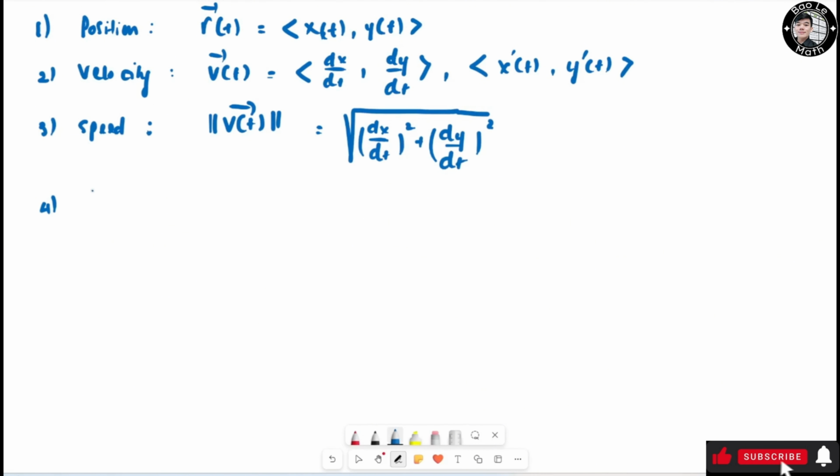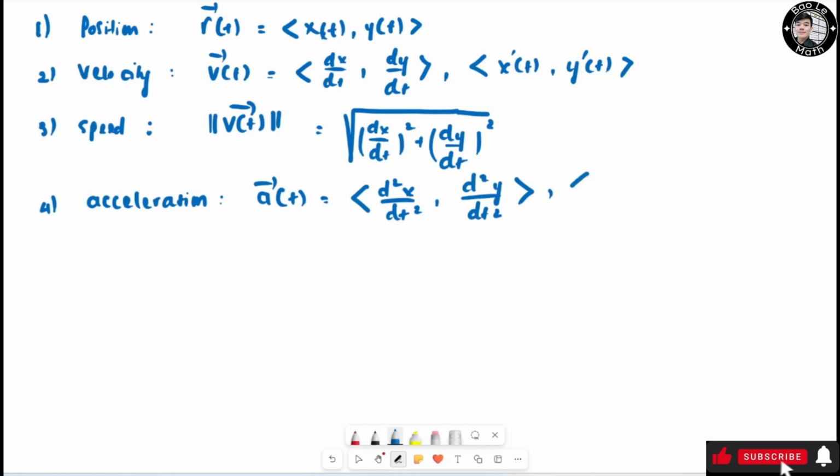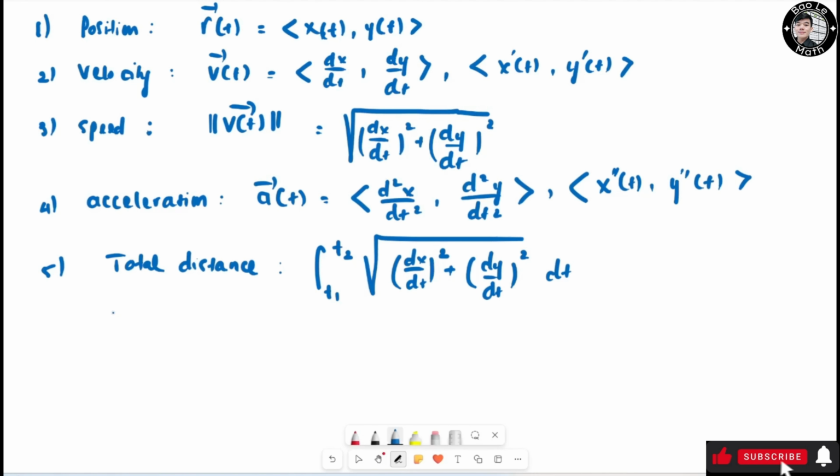Number 4, we're going to talk about the acceleration vector. a of t is the second derivative of the position, right? Or sometimes we can rewrite this one as x double prime of t, y double prime of t. Number 5, the total distance traveled by the position vector is also the arc length of a parametric curve.